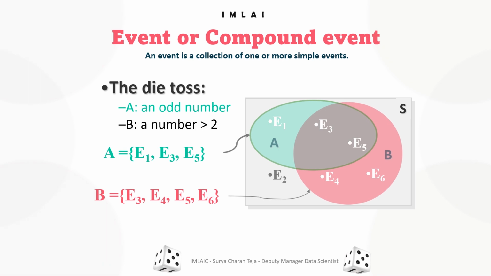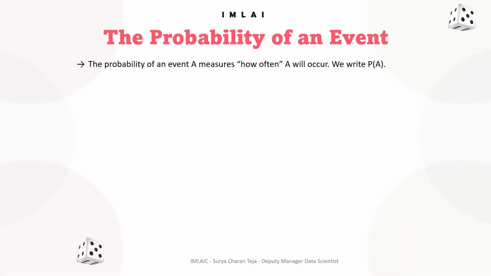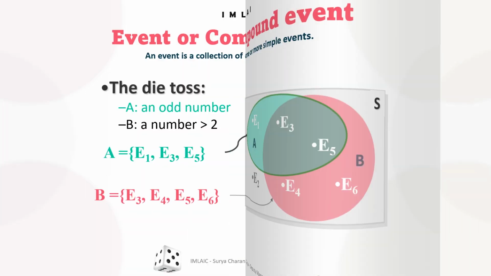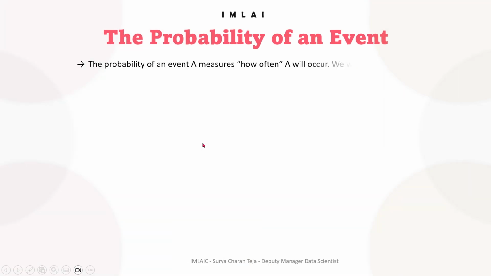So now it's time to calculate the probability of an event. The probability of an event A, because that's the event we have taken here. Event A is nothing but an odd number. The probability of an event A measures how often A will occur. The probability of event A is nothing but how often A will occur.